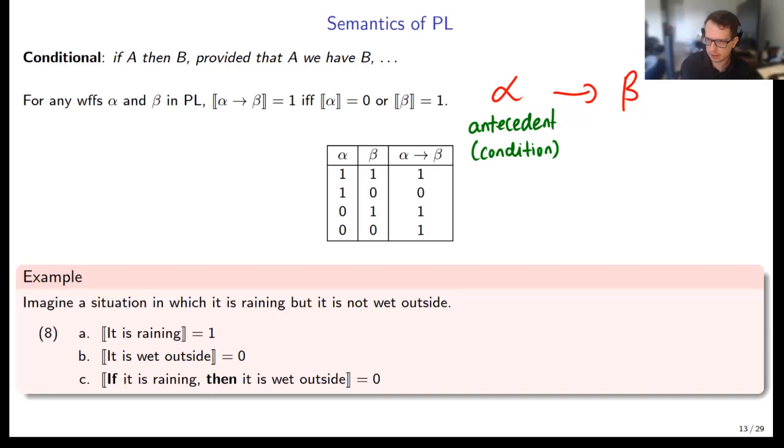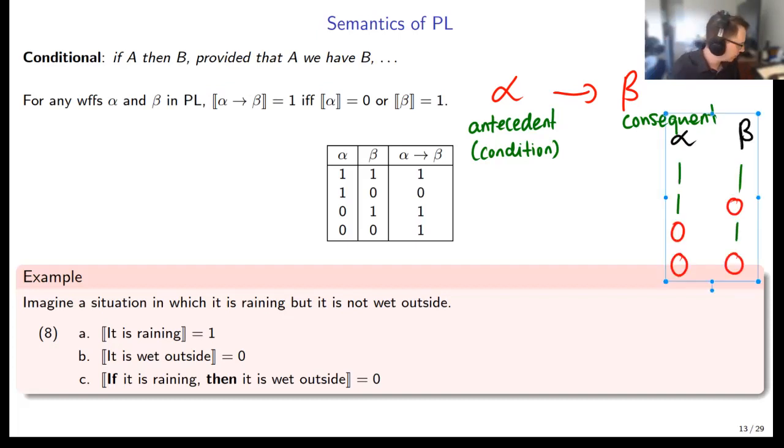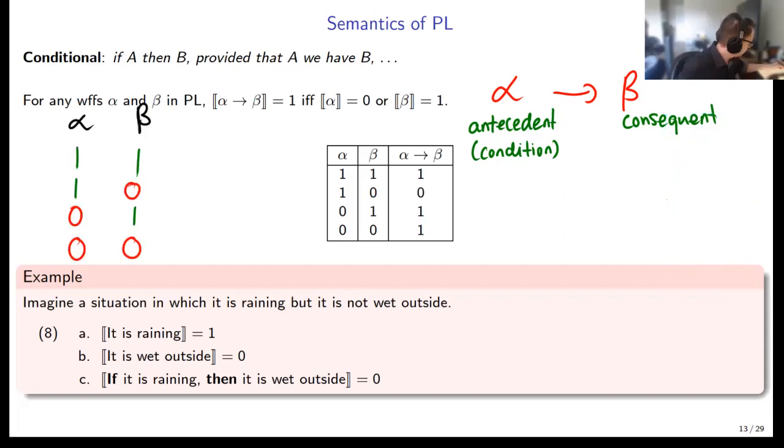This is sort of the same thing. This is the condition for what has to happen for beta to happen. So this is the antecedent, that's alpha. Beta is what's called the consequent. This is what happens when the condition is met. So how the conditional works is that if the condition is true, if the condition happens, then the consequent must happen too.